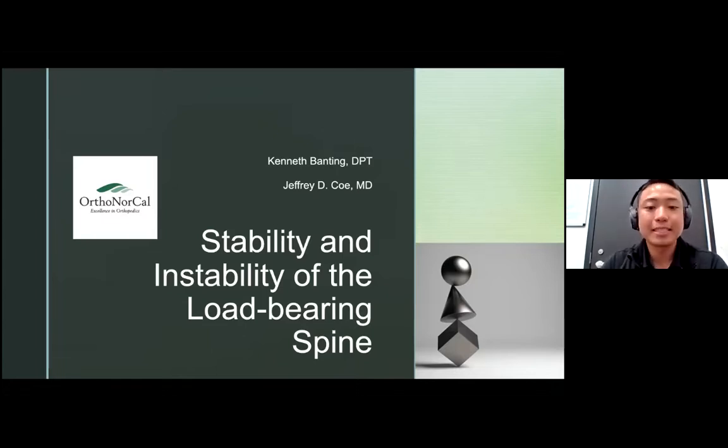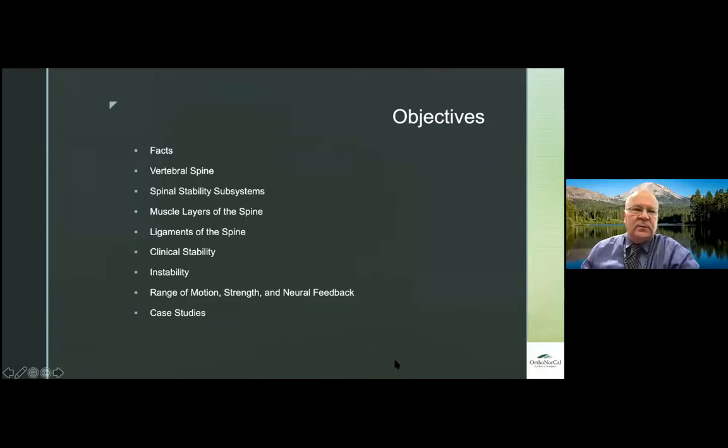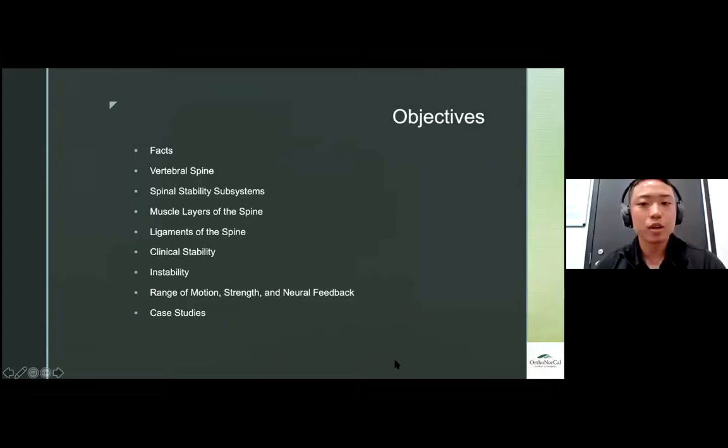Today we're going to be covering stability and instability of the load-bearing spine. To cover this, our goal today is going to be covering a few facts and information about the spine, understanding some of the anatomy, understanding a little bit about what stability means for the spine, what instability means, how we can affect that with range, strength, some of the nervous system, and then I'll be covering a couple of case studies in order to just give a little bit of perspective to that.